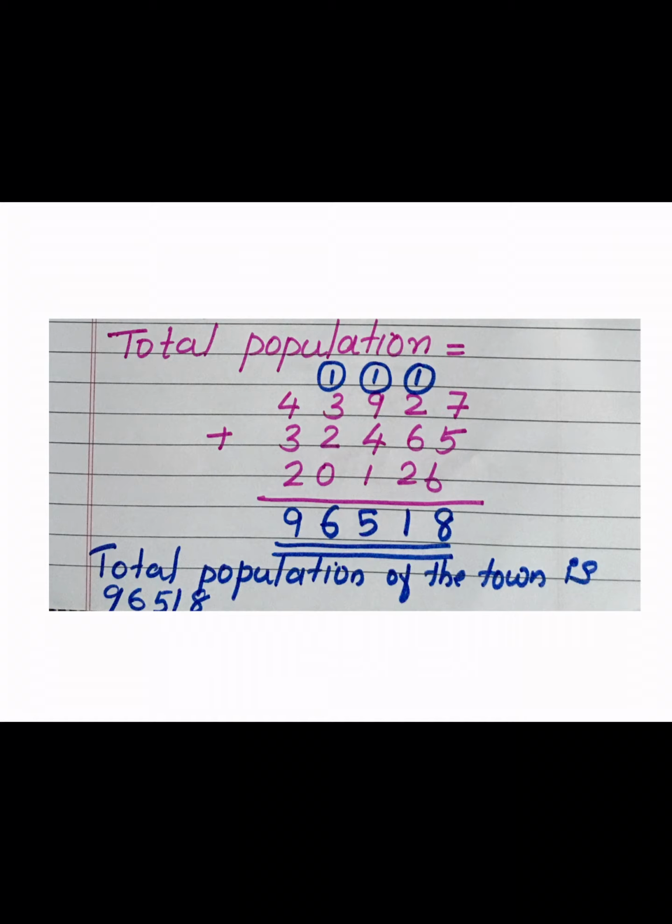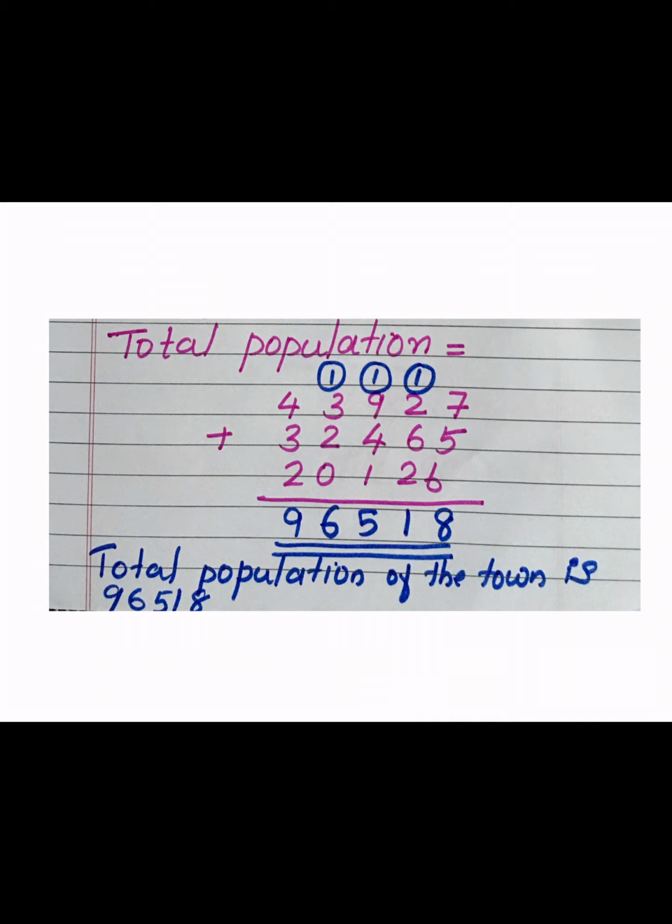Here, without writing the place value, I have written the numbers. In the beginning you practice by first writing the place value, then you arrange. After learning, you can write the numbers without the place value. Is it clear?